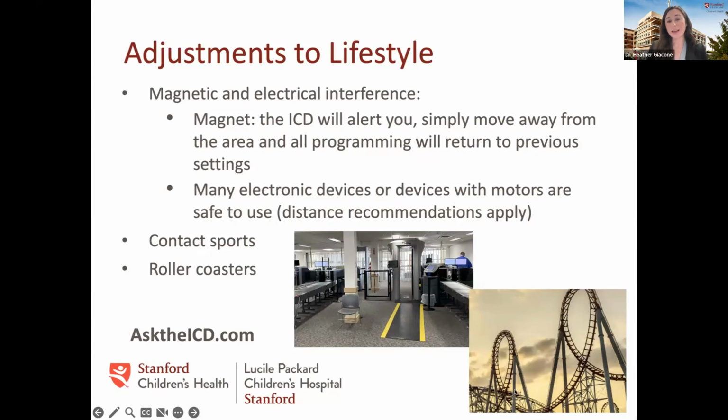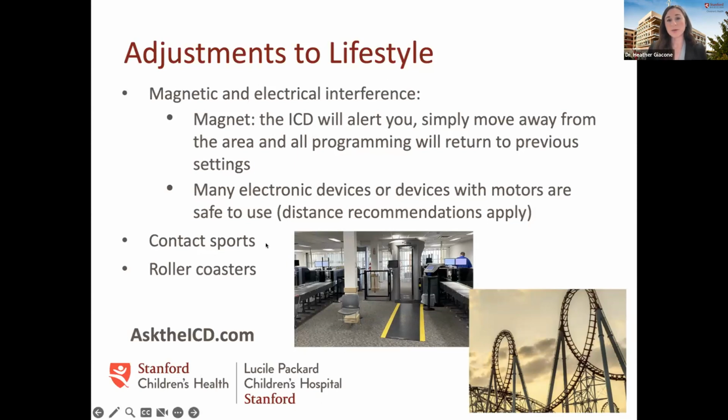Your physician, depending on what type of device you have and your underlying disease process, may say, let's avoid roller coasters. This is a big conversation that I have with my patients. And again, the device just may get confused with all of the motion that the roller coaster provides, that it may provide an inappropriate shock.